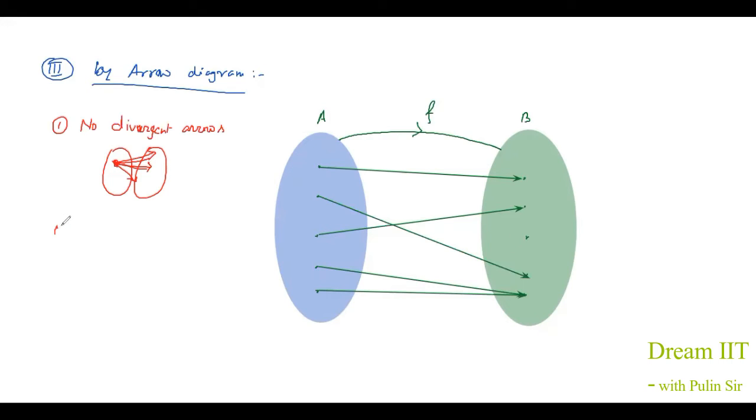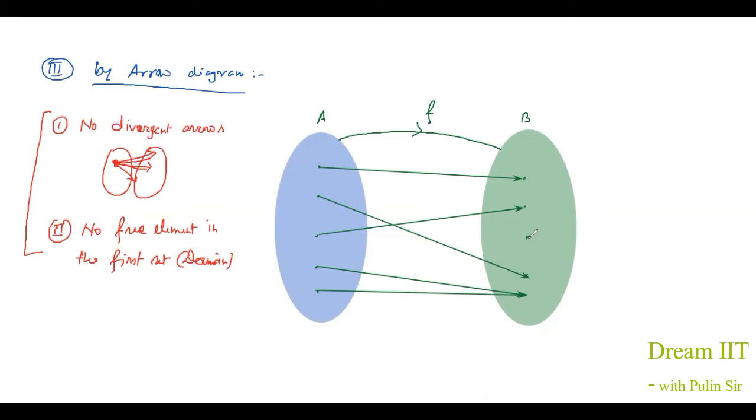Number two, no free element in the first set. First set means which we call domain. No free element. You can see here all the elements are engaged. So these are the two things. When you see an arrow diagram, you have to observe. If these are satisfied, you are done. You can say very clearly that this is a function, right?